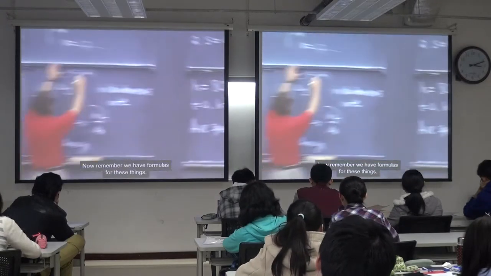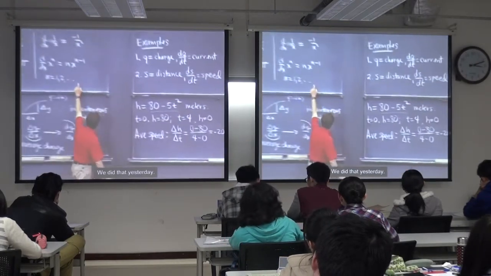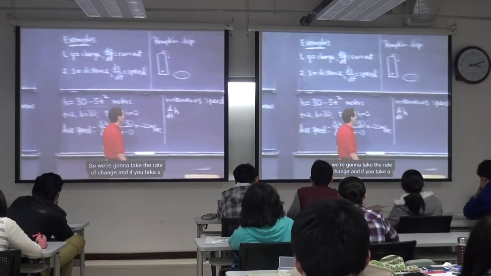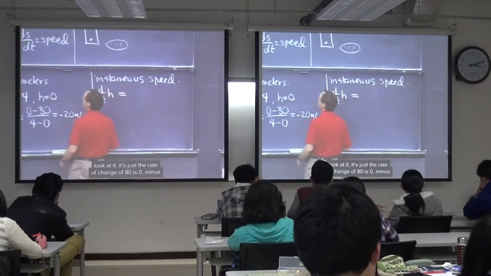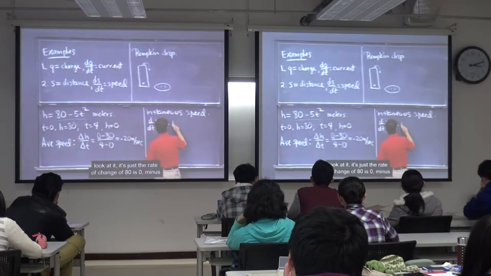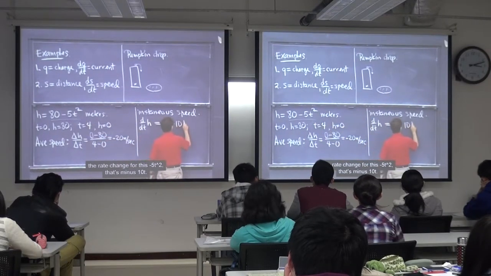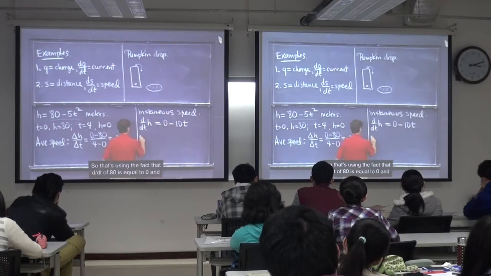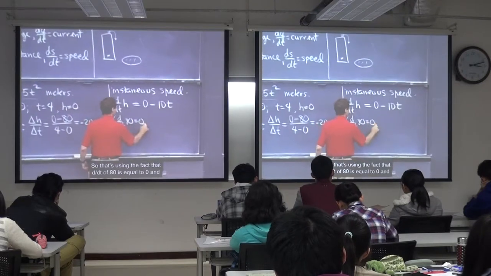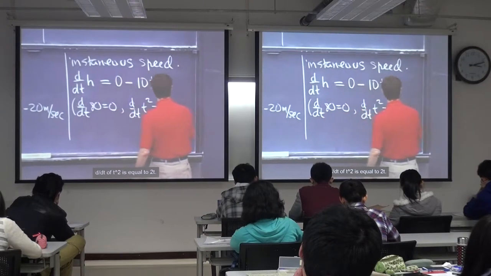Now remember, we have formulas for these things. We can differentiate this function now. We did that yesterday. So we're going to take the rate of change, and if you take a look at it, it's just the rate of change of 80 is 0, minus the rate of change for this minus 5t squared, that's minus 10t. All right? So that's using the fact that d/dt of 80 is equal to 0, and d/dt of t squared is equal to 2t.